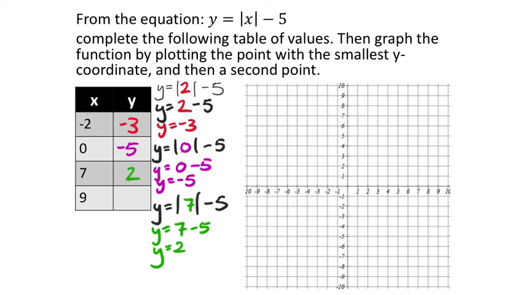So that is the ordered pair 7, 2. And then the last one that they give us, we got y equals the absolute value of x minus 5, but now x is 9. The absolute value of 9 is 9. 9 minus 5 is 4. So we get the ordered pair 9, 4. So we got these points here. We got negative 2, negative 3 right here. We got 0, negative 5 here. And we got 7, 2 here. And then 9, 4 right here.